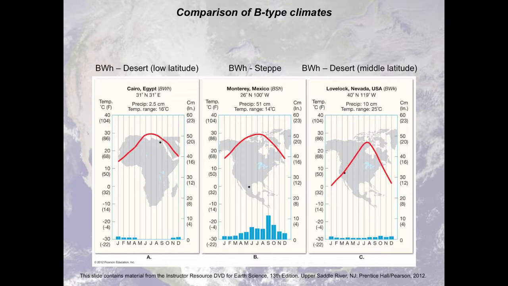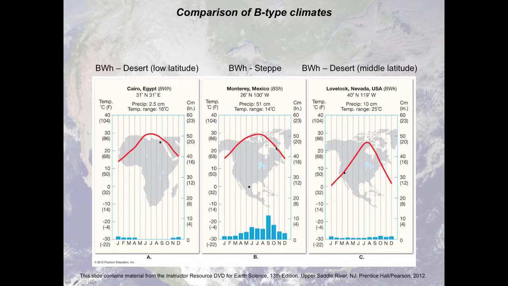BWH, which is desert, a low latitude desert. Cairo, Egypt, is characterized by very little precipitation year-round, although there is a little bit of seasonality, but it's so negligible, and really intensely hot summers, relatively cooler but still warm winters.